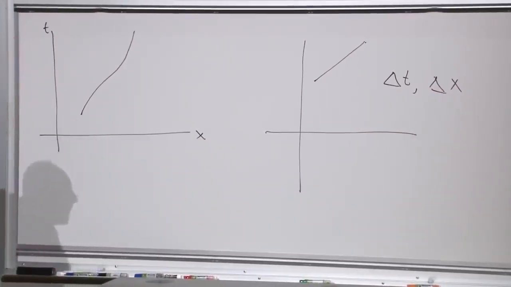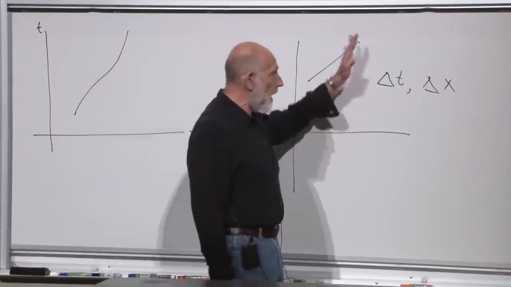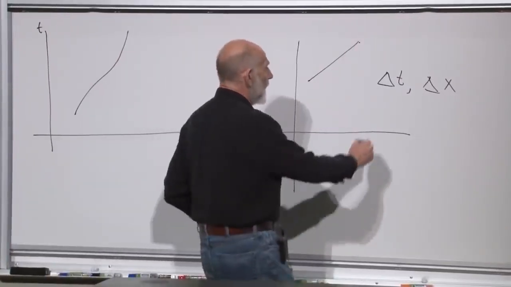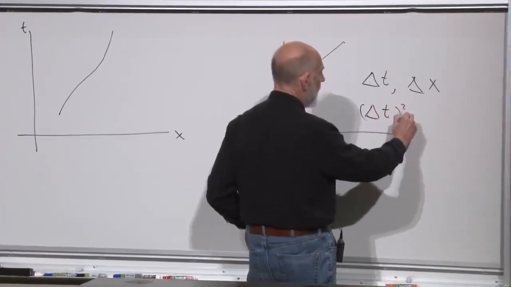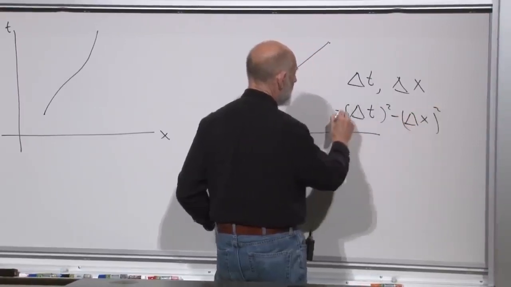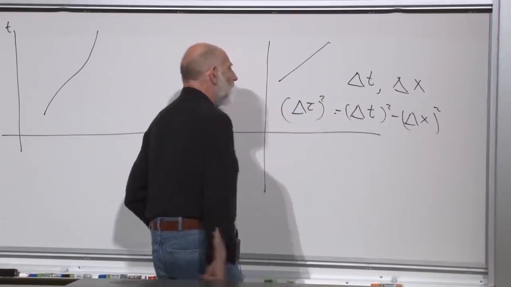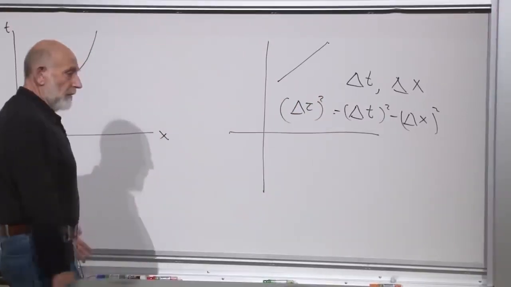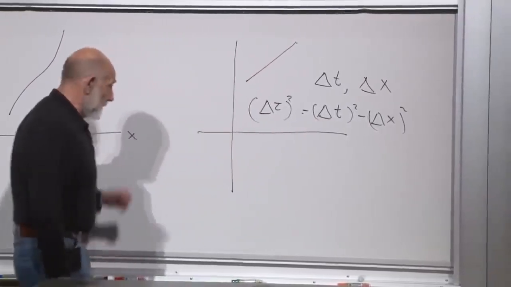I discussed a couple of times already the notion of the invariant proper time between two points, and we wrote that as delta t squared minus delta x squared is equal to delta tau squared, where delta tau itself, the square root of this quantity, is the proper time connecting those two points.